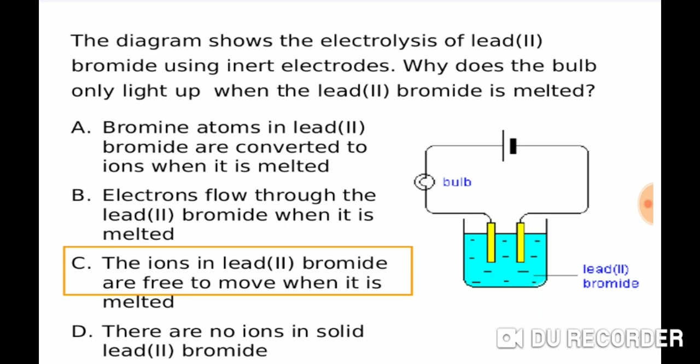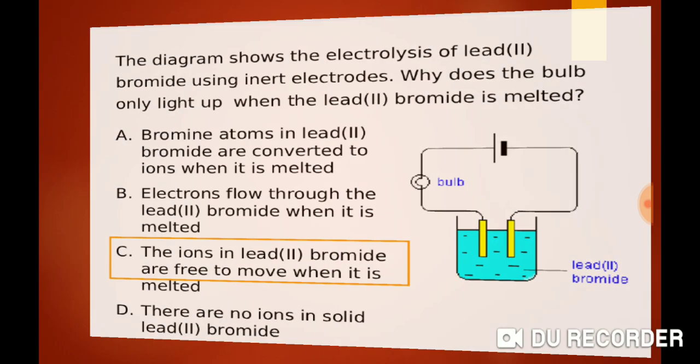A. Bromine atoms in lead bromide are converted to ions when it is melted. B. Electrons flow through the lead bromide when it is melted. C. The ions in the lead bromide are free to move when it is melted. And D. There are no ions in solid lead bromide. The correct option is the ions in lead bromide are free to move when it is melted. So you can see the right option is C.